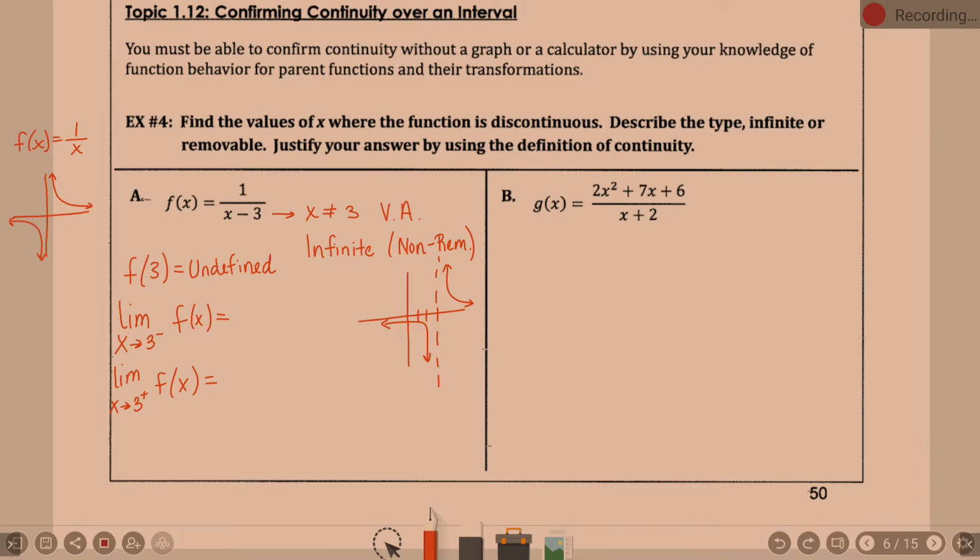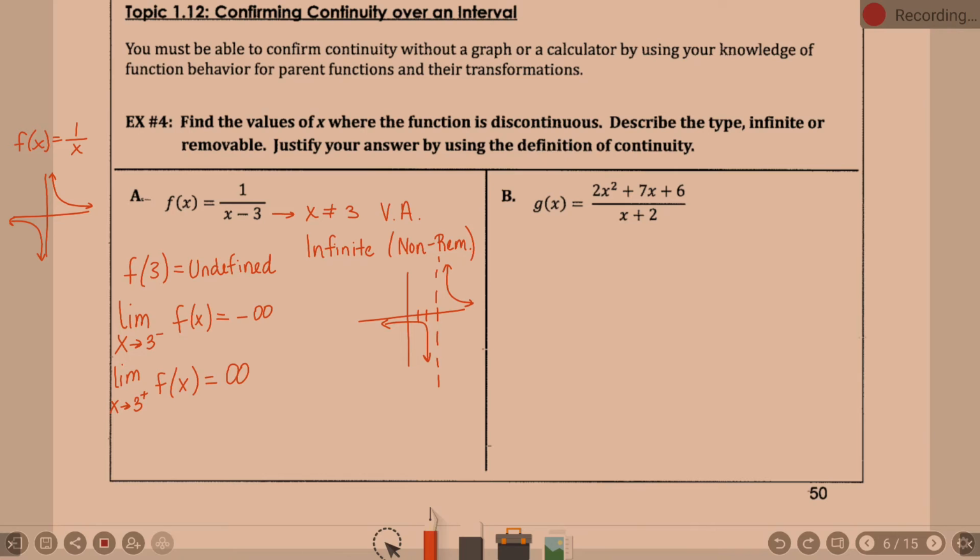Now, can you answer those limits? The limit as x approaches 3 from the left is going to go down, so that's negative infinity. The limit as x approaches 3 from the right is going to go up, so that's positive infinity. You can also think if you do 2.999 minus 3, it's going to give you a negative, and it's going to be a really big number.